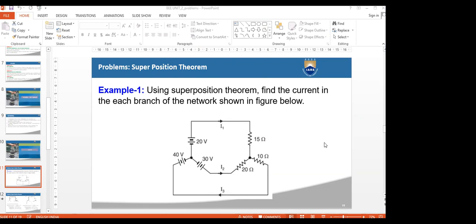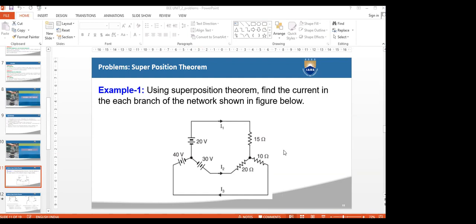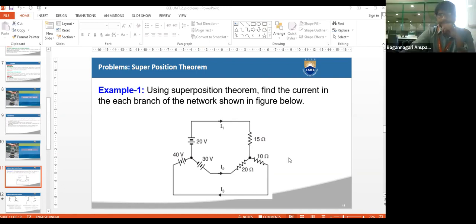Okay. So note down this question: using the superposition theorem, find the current in each branch of the network shown in the figure below. Is my screen visible? Yeah, good. So note down this question, let us solve it.